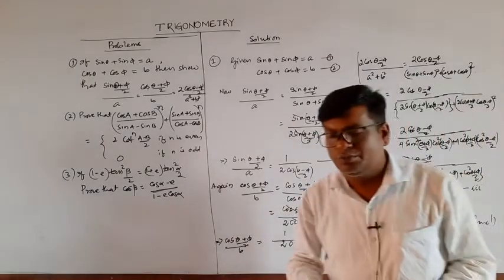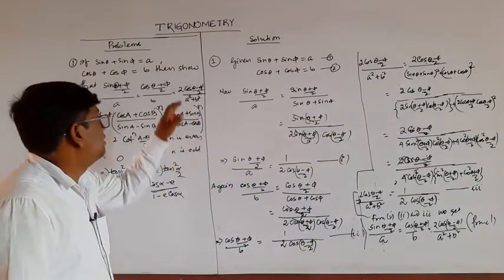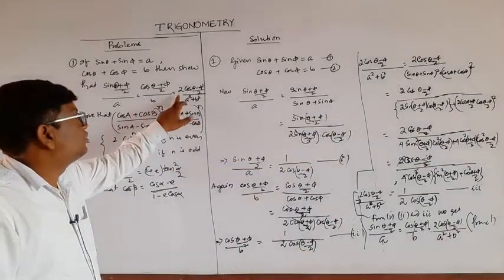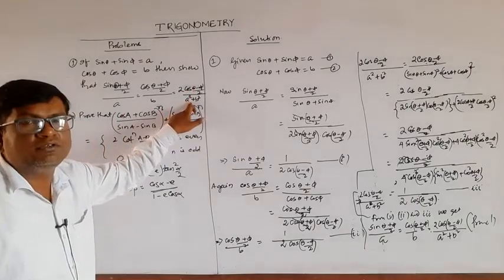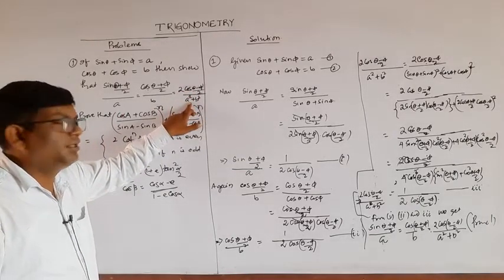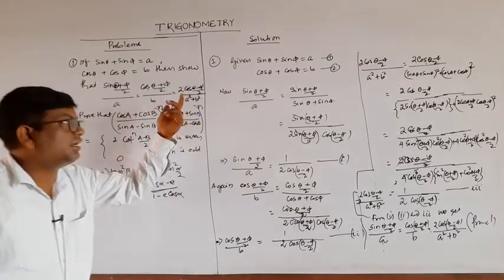Okay, so please correct the question here. Here this will be 2 cos(theta minus pi by 2) divided by a square plus b square. So this is a typing error in the material. So kindly please check the question and correct it.